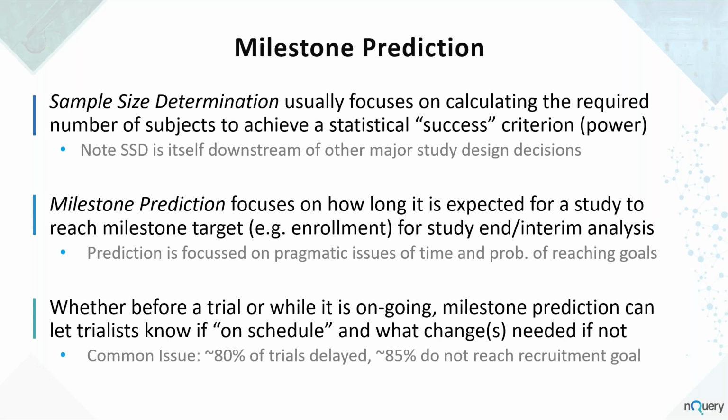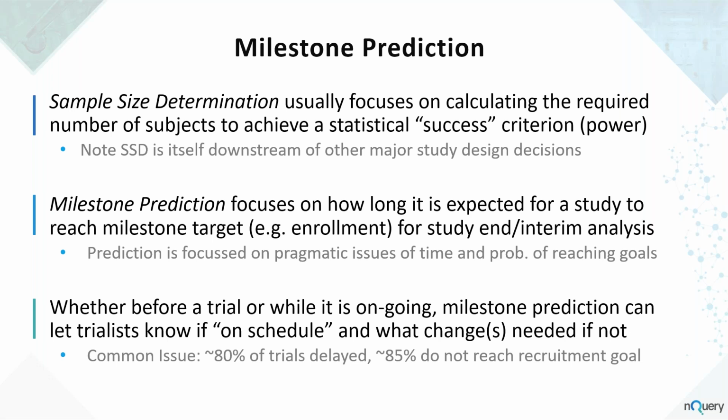Milestone prediction is focused on how long you expect it to take to reach some key target, for example, reaching the target sample size you calculated during your sample size determination, or the target number of events that you specified if you were doing a survival analysis. These milestone targets might be related to the study end, very commonly, or it might be how long I expect it to take until we reach our next interim analysis, in the context of, say, a group sequential design.